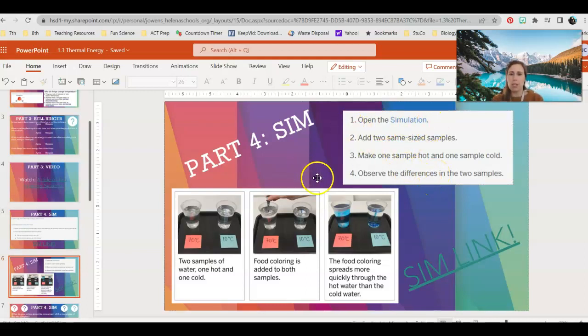So open up the simulation. You are going to add 2 same size samples, small, medium, or large. That's your choice, but they both have to be the same size. Make 1 sample hot, 1 sample cold. Again, you can choose the temperature of what that looks like. And then observe the differences in the 2 samples.